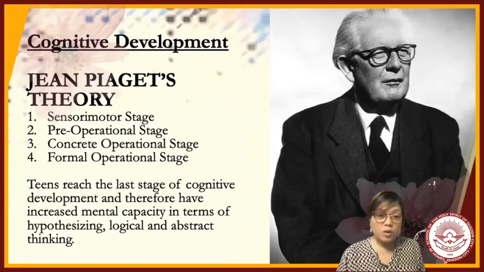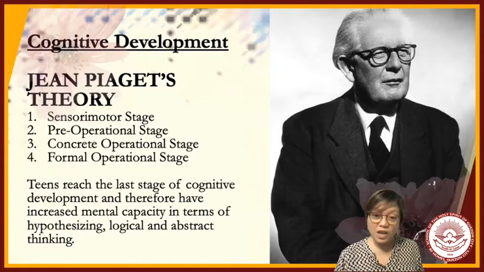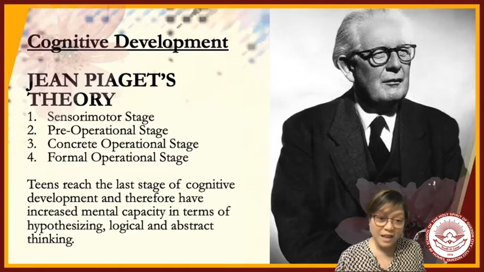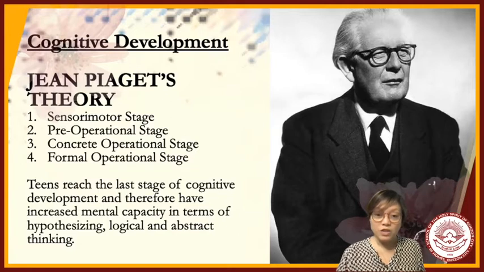All right. So Jean Piaget said that there are 4 stages of cognitive development, and these are the sensory motor stage, pre-operational stage, concrete operational stage, and formal operational stage. And he even added that teenagers reach the last stage of cognitive development and therefore have increased in mental capacity in terms of hypothesizing, logical, and abstract thinking. Now, Jean Piaget did not specify that there are different levels to the formal operational stage, but he simply said that the formal operational stage is reached once you become a teenager, because this is when you start thinking, hypothesizing, and thinking abstractly and logically.